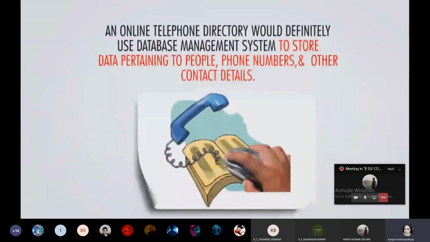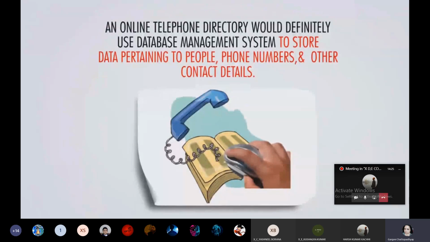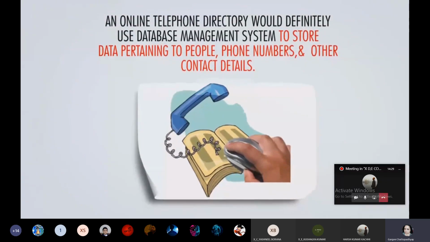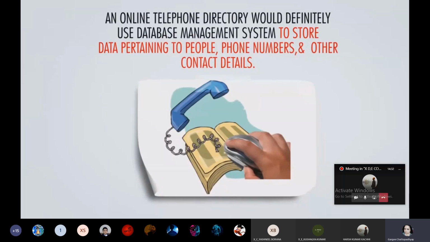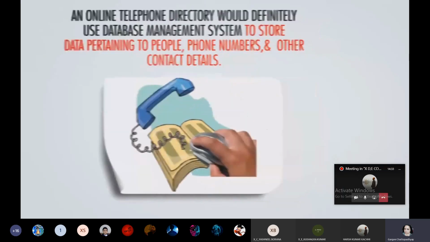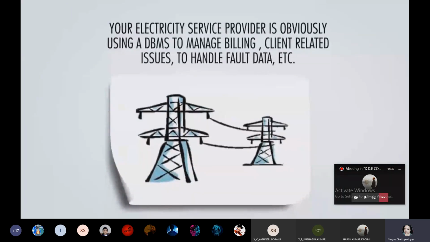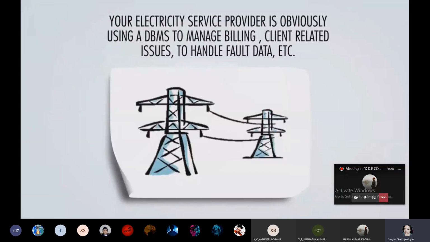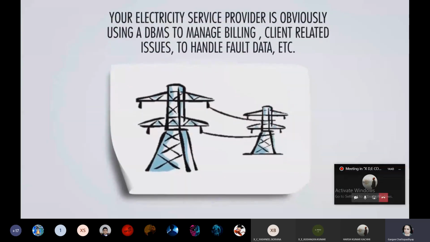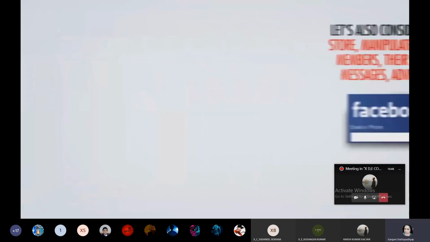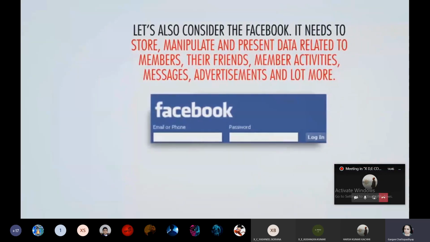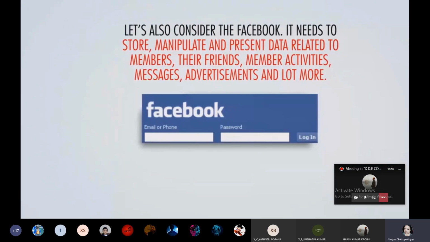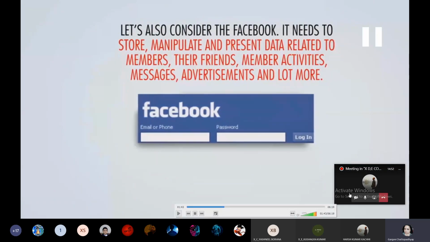Let's discuss a few examples. An online telephone directory would definitely use a Database Management System to store data pertaining to people, phone numbers, and other contact details. Your electricity service provider is obviously using a DBMS to manage billing, client-related issues, to handle fault data, etc. Let's consider Facebook. It needs to store, manipulate, and present data related to members, their friends.